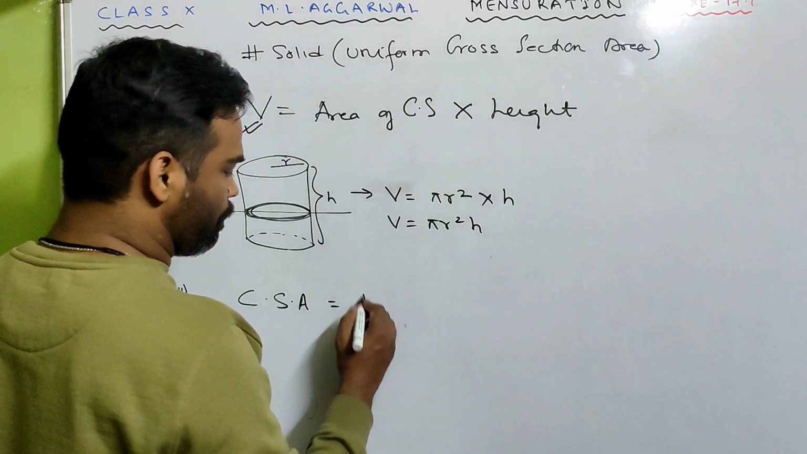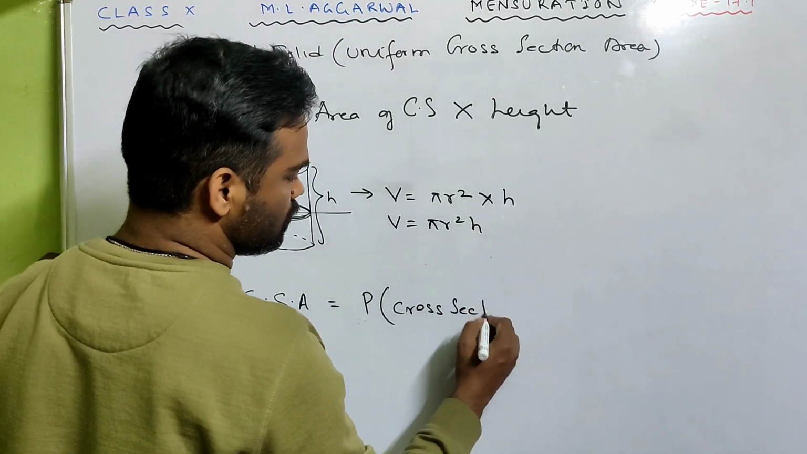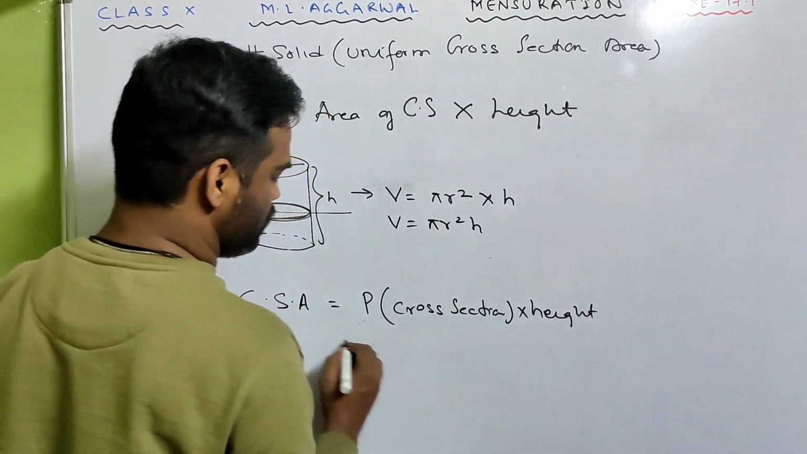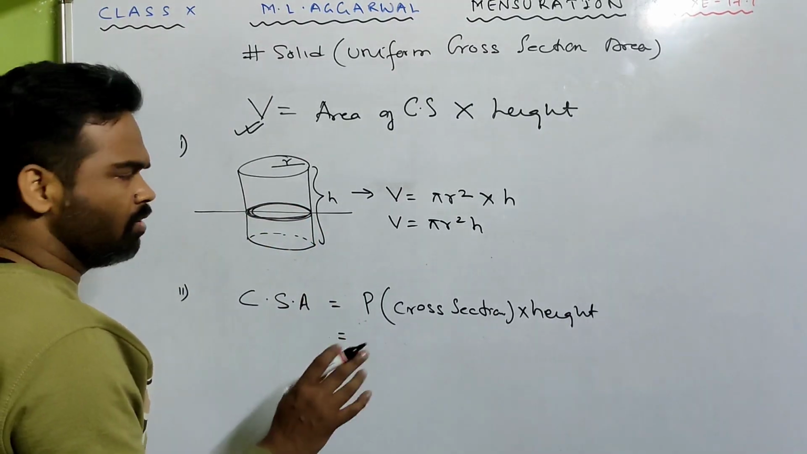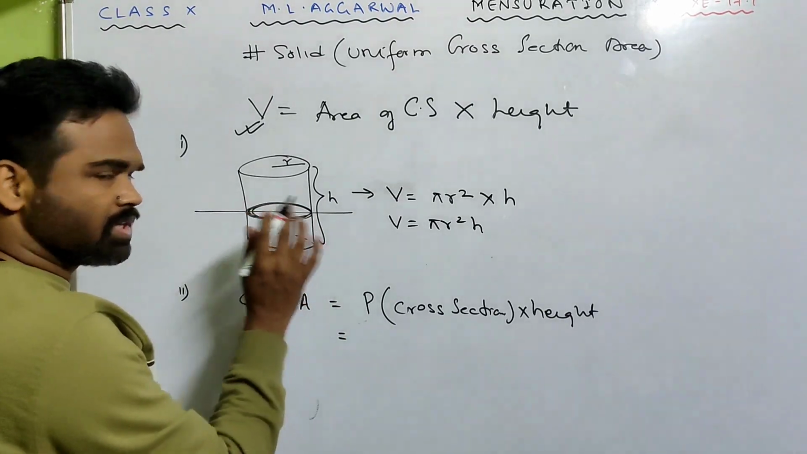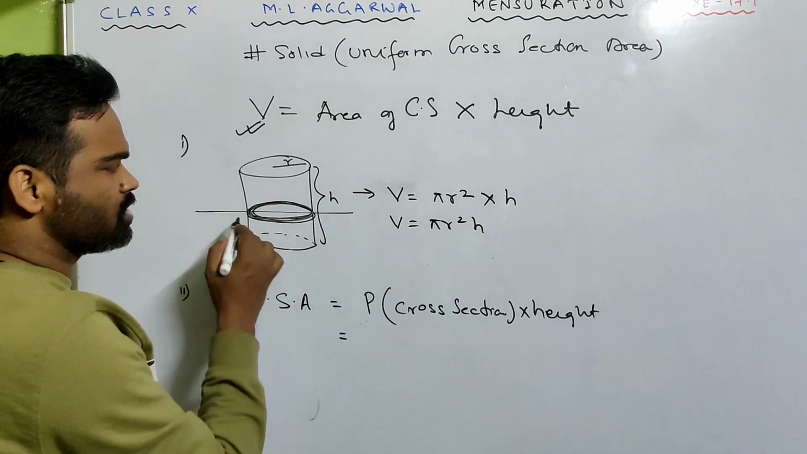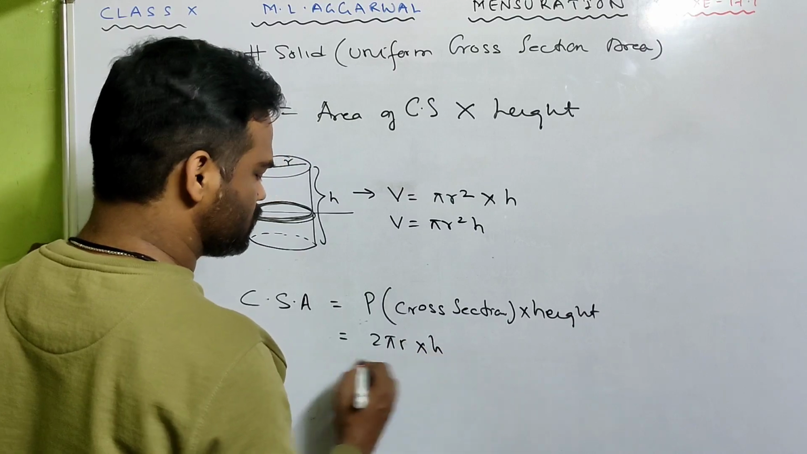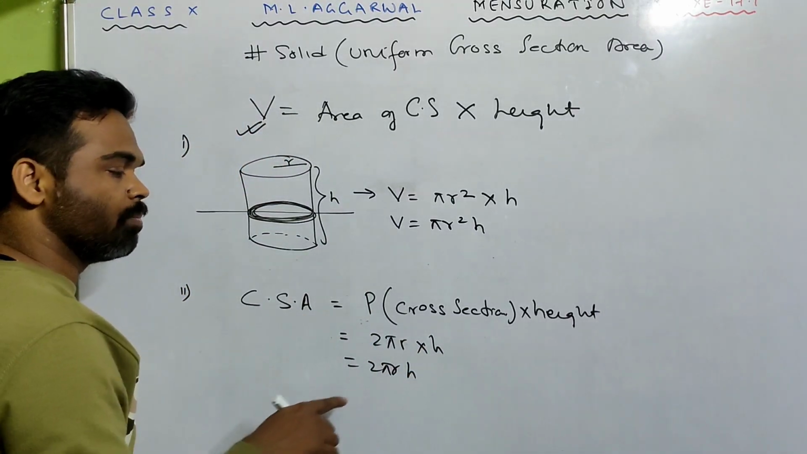Curved surface area is perimeter of the cross section multiplied by height. Just look over here. So in this case, for the case of a cylinder I am discussing now, the perimeter of the cross section, which is in the form of a circle, will be 2 pi r into h, which means curved surface area of a cylinder is 2 pi r h.